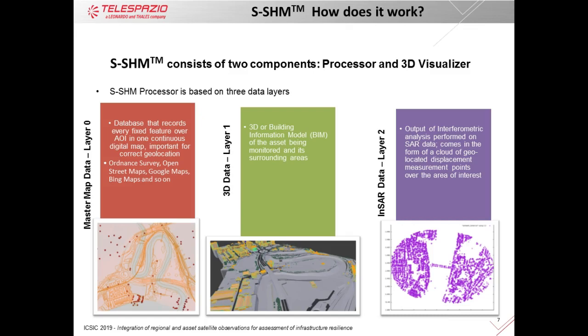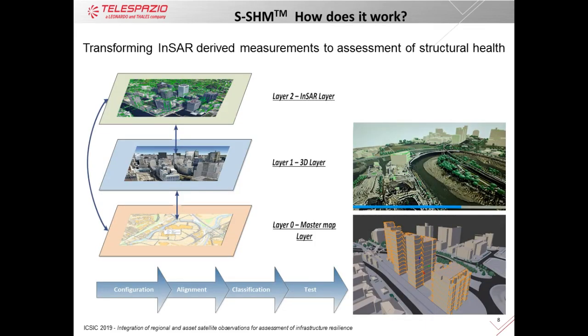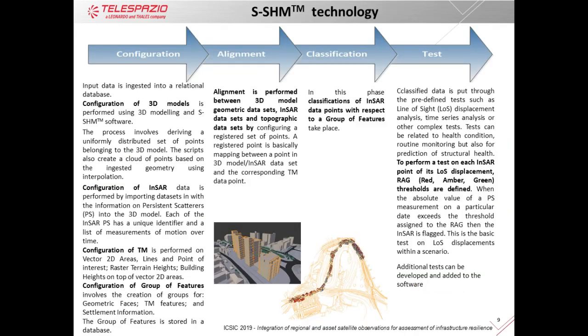So how does it work? Basically we are integrating and compiling 3 data sources: a master map, which is a digital representation of the terrain and the ground from different sources; then a 3D or BIM information model of the specific assets that we are going to analyze; and of course, the output of interferometric analysis, InSAR interferometry surface deformation. We integrate those 3 layers, and we have developed an algorithm that goes through 4 different phases: configuration, alignment, classification, and finally the test, running the model to visualize how the deformation of those specific assets has occurred in time.